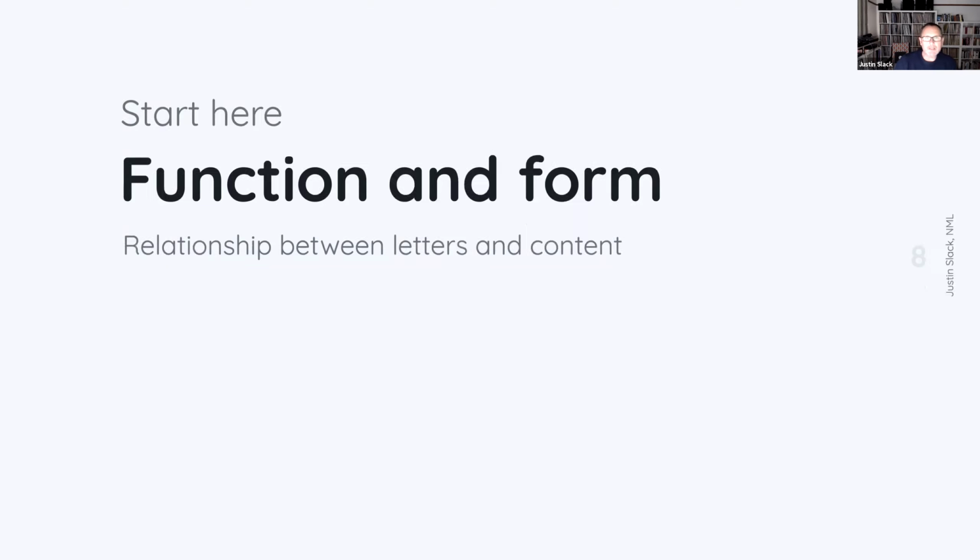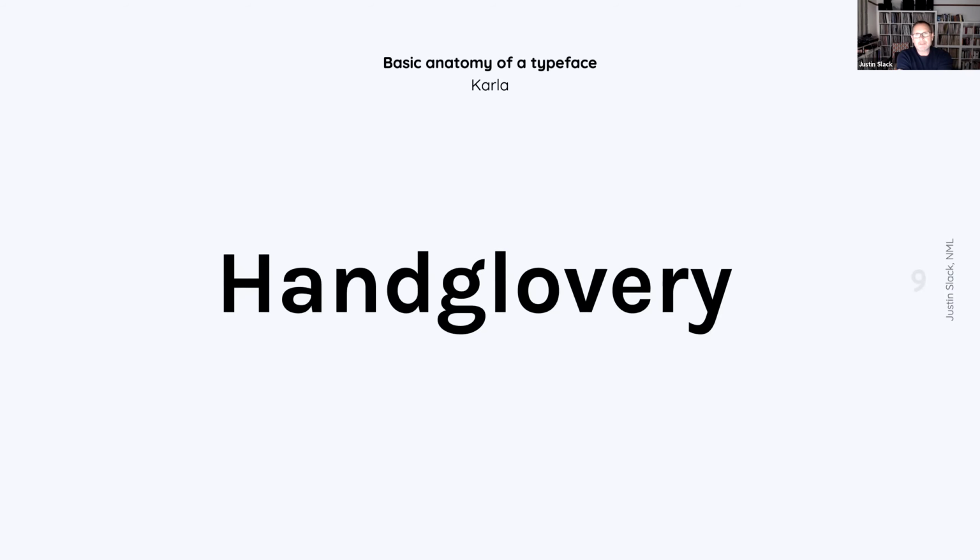So let's look at the basic anatomy of a typeface. In this case, I've got a typeface from Google Fonts called Karla, one I use quite a lot. And here the word I've written out is hand glovery, which is a meaningless term, but is something that typographers use because it gives a good overview of basic letter forms within a font. So you've got a large range of different forms that you can then look at within this particular word.